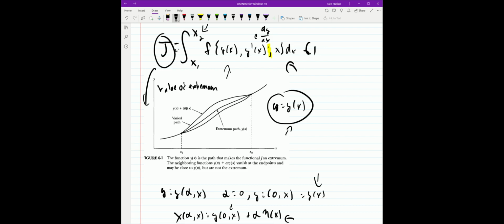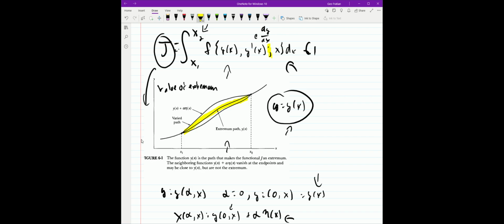Okay. Now, this situation is shown schematically in this diagram here. So let's try to look at it and see if we can understand it. The function y of x is the path that makes the functional j an extremum. So here's our extremum right here. The highlighter's a little thick, so sorry about that.